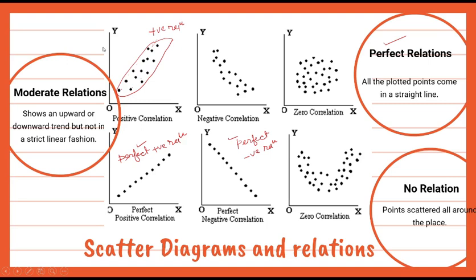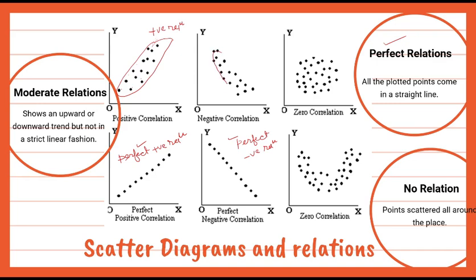So this is not a perfect positive relationship. Why is it not perfect? Because they have not arranged them in a straight line. But the intention is clear that as x increases, y has a tendency to increase. So this is an example of a positive relationship, not perfect.